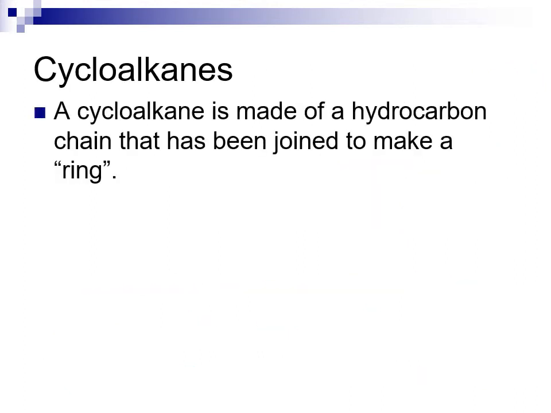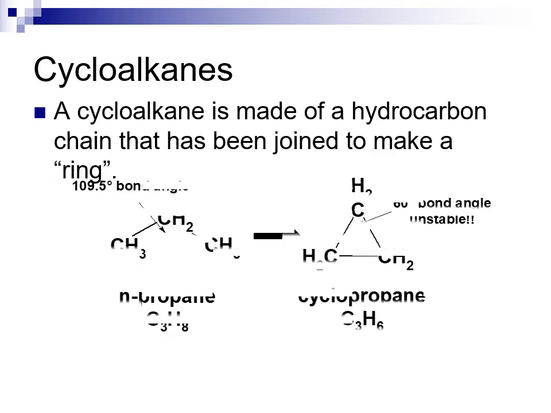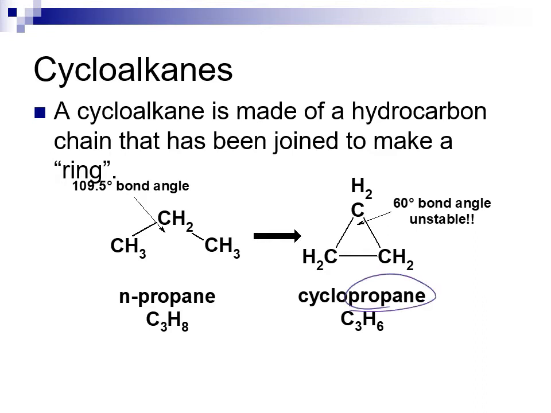Cycloalkanes are essentially a chain where the two ends are connected to each other. So we have a hydrocarbon, but instead of just being a straight chain, it's going around in a circle. The smallest one you could possibly get to have a circle would be a propane. And so it's a propane that is connected in a circle, so we call it cyclopropane. Anytime we're dealing with cycloalkanes, we just use that prefix of cyclo in front.